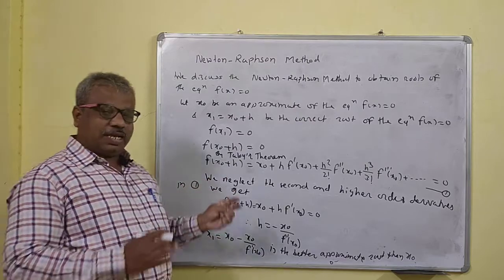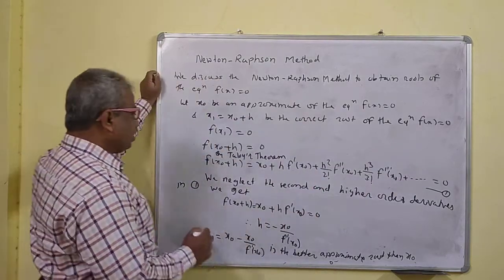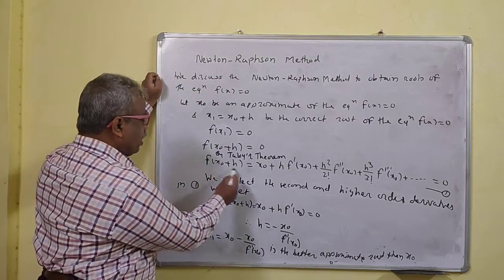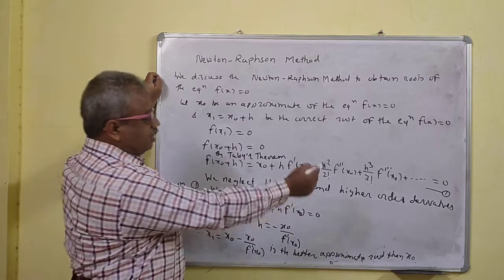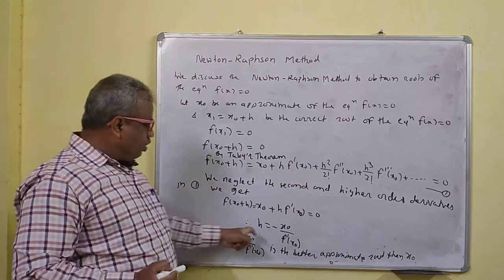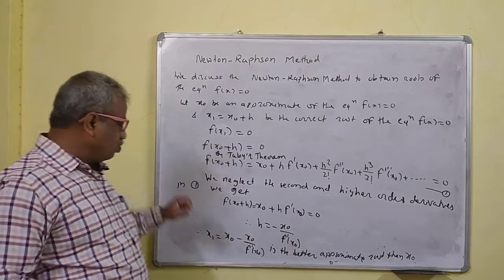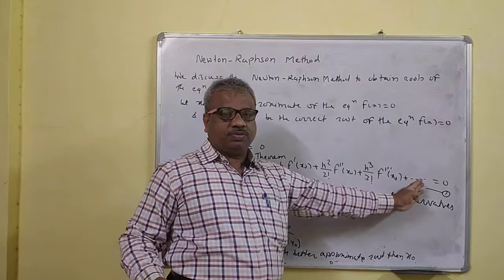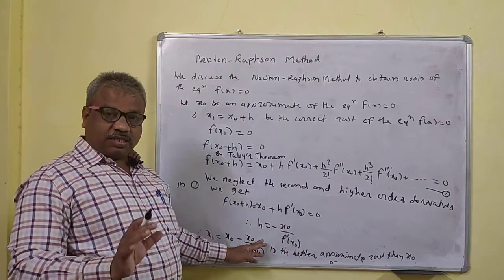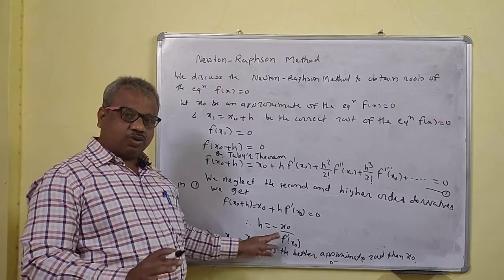Now we will neglect the second derivative and higher derivatives. So what we get is f(x0) + h f'(x0) = 0, and so h, the error, is nothing but -f(x0)/f'(x0). Since we are neglecting the higher terms, this h is again only an approximate error, so the value of h is also not exact.